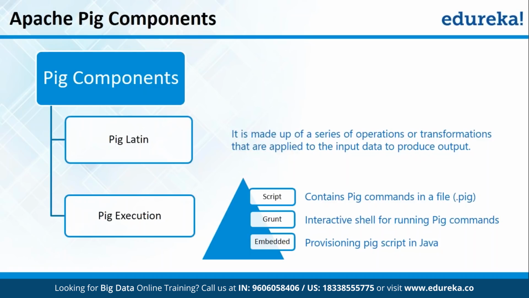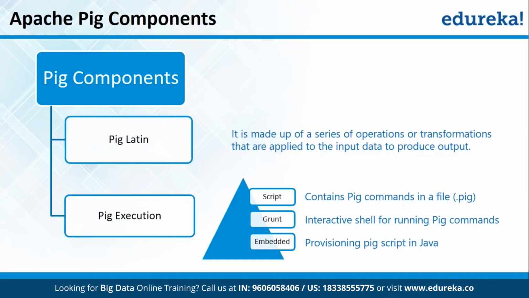What is Pig execution? Pig execution is nothing but the different ways using which you can submit your queries onto Apache Pig. First, you can execute the Pig queries using a Pig script, which has an extension of .pig. All you need to do is create a file with a .pig extension, put all your queries within that, and execute it over Apache Pig. Second is the Grunt shell, in which you get into the Grunt shell and execute the queries one after the other. And the third is the embedded Pig execution, in which you can provision a Pig script within a Java client application and execute it over the Pig server.